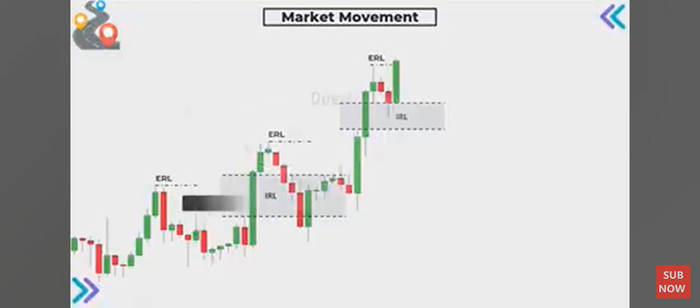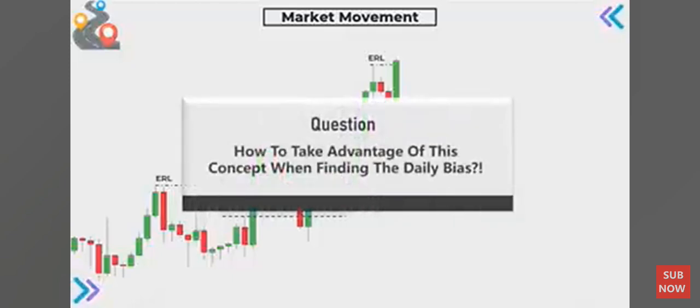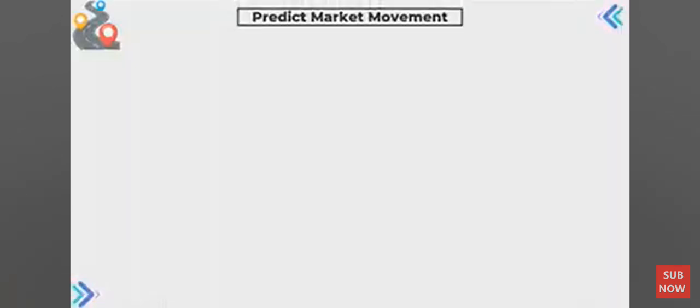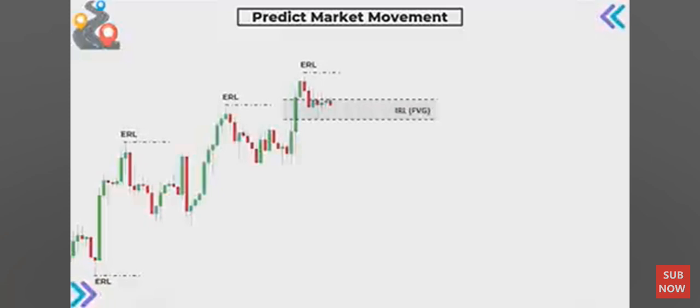If you're wondering how to apply this in your trading, or when finding the daily bias, using the concept of external and internal liquidity helps predict the market's next move easily. For example, in an uptrend, if the price respects a bullish fair value gap, it suggests the market is likely to continue upward toward buy-side external liquidity.